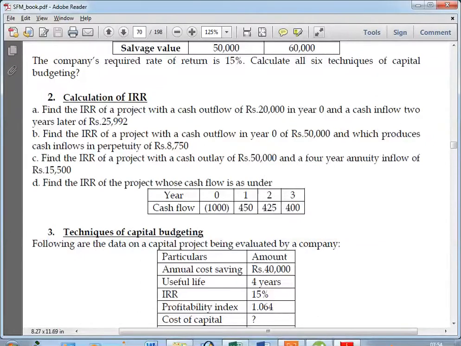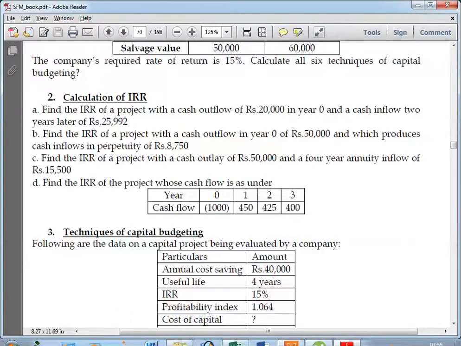Can we proceed? Any doubts? Now the third one says outlay of 50,000 and annuity inflow of 15,500. Outlay is 50,000, inflow is 15,500 for a period of 4 years. For this information, I want you to do ARR on average investment in the calculator. Every year you are going to receive 15,500: first year, second year, third year, fourth year.